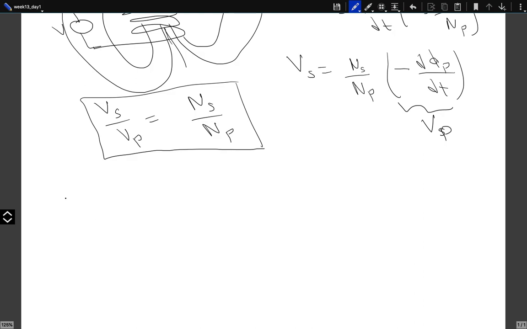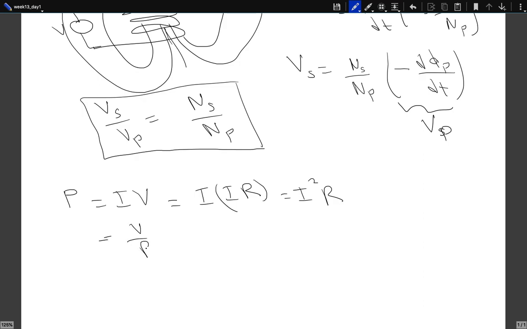Well, let's see. We had already seen that the power dissipated by a resistor is I times V, the current running through it multiplied by the V. And what else do we know? V is I times R. So this is I squared times R. Or, if you like, this is equal to I is V over R times V. This is V squared over R.